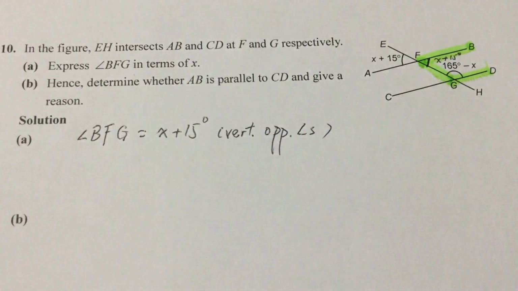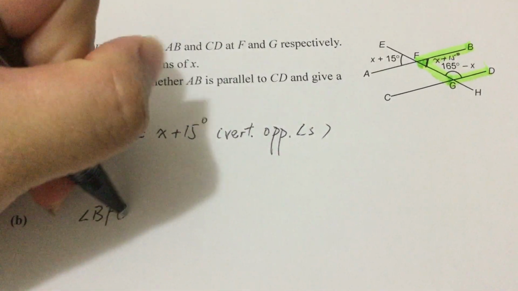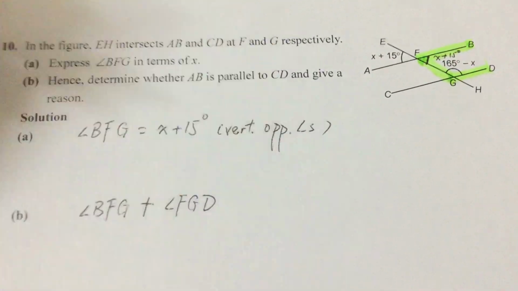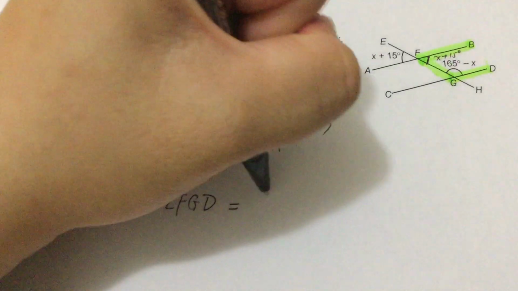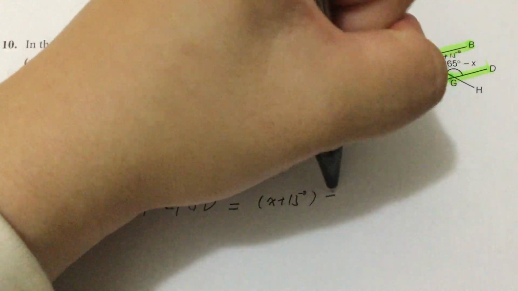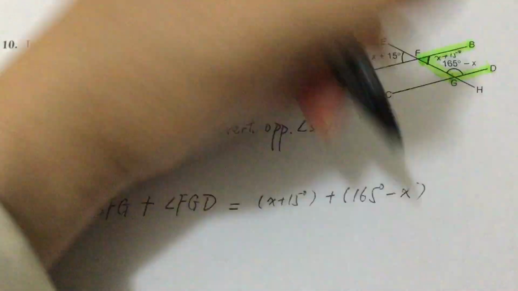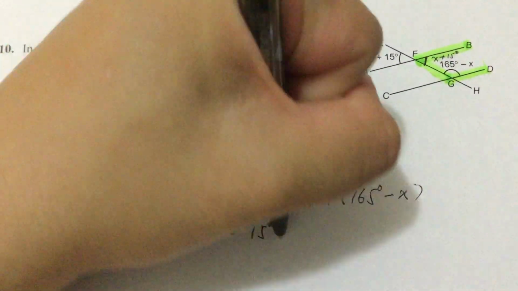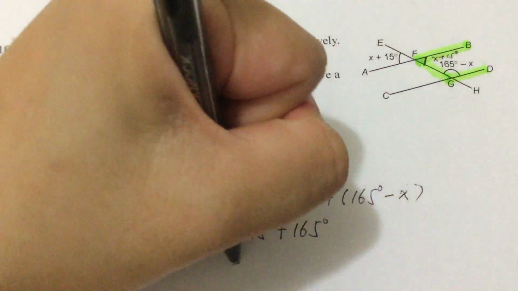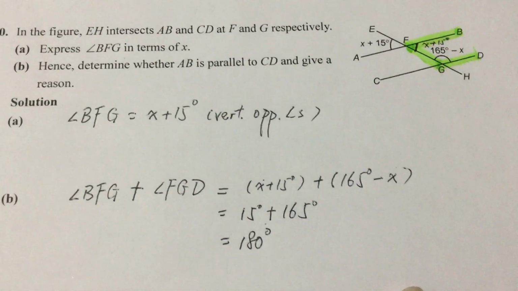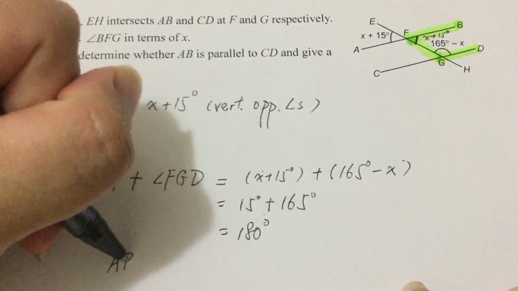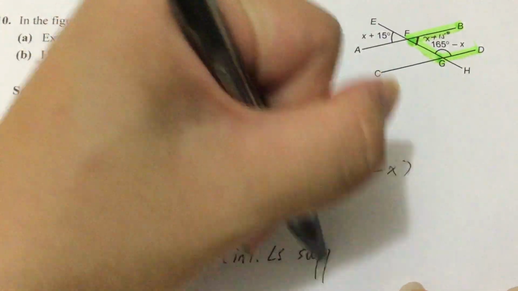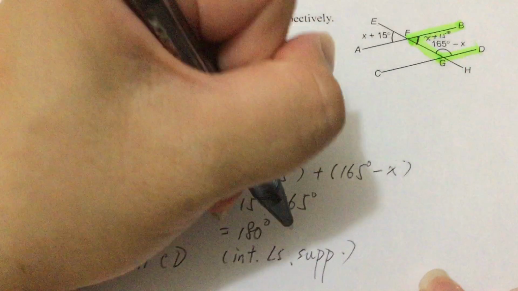Now we are going to do something like this. Angle BFG plus angle FGD. We know that this one is x plus 15 degrees plus 165 degrees minus x. So x minus x cancels out. The only thing left is 15 plus 165 degrees. Luckily, this one is 180 degrees. So we can say AB is parallel to CD, and the reason is interior angles supplementary. This time it's not equal.